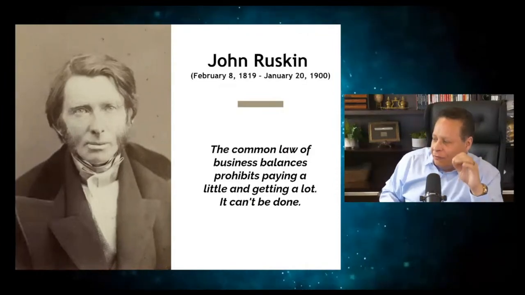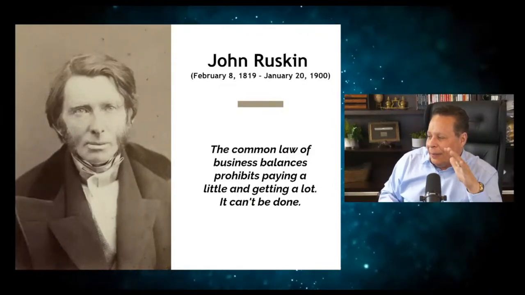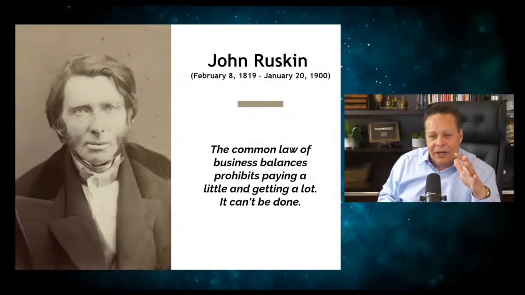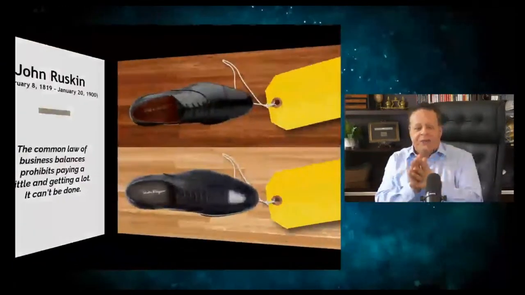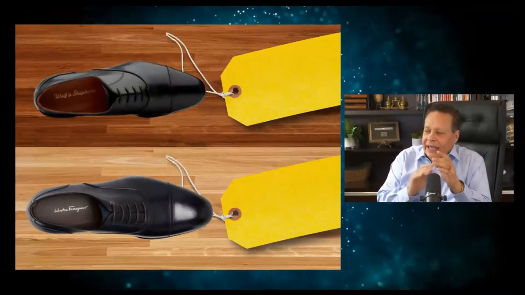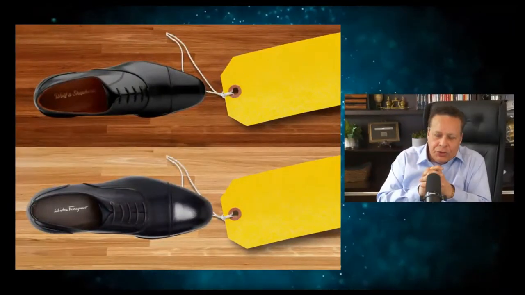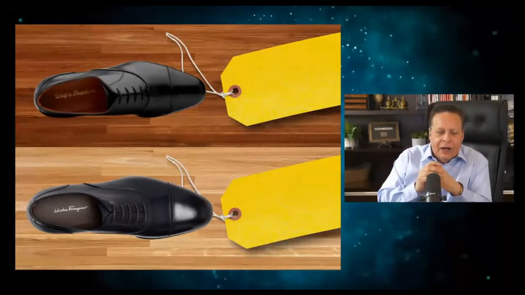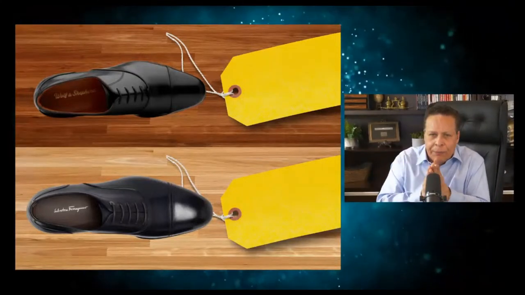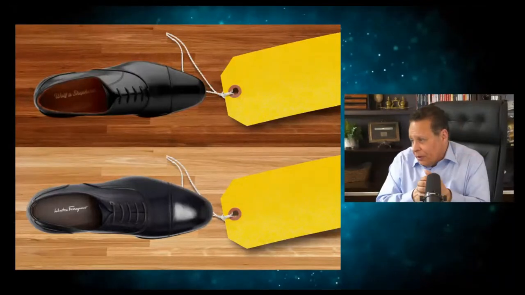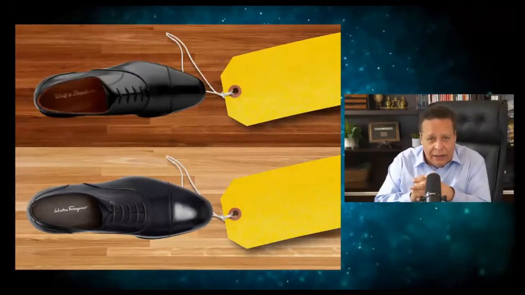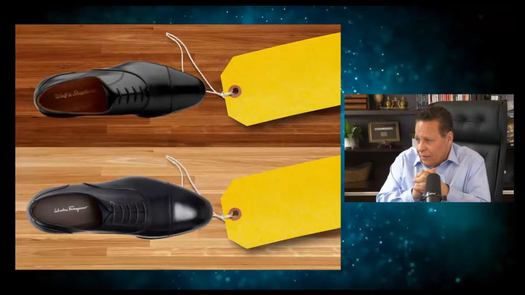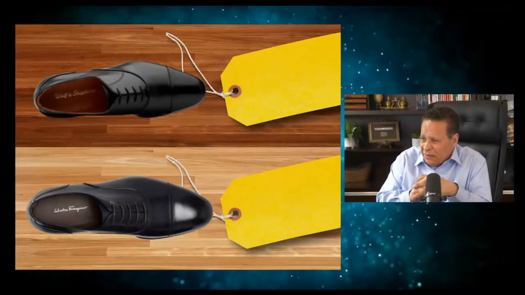The common law of business balances prohibits paying a little and getting a lot. It can't be done. You know what? My last favorite one on this is Wolf and Shepherd shoes versus Ferragamo shoes. Now, for those of you who don't know, if you look at the shoes, they look pretty much the same, right? I don't see too much difference. The lace is a little different, but it kind of looks the same.